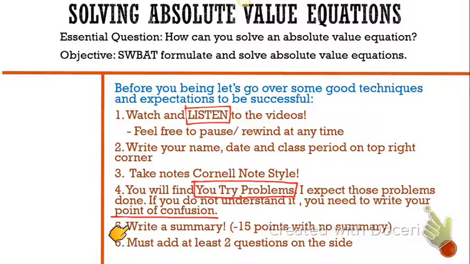Now, number 5, you need to write a summary. 15 points taken off if you do not write your summary. And last, you need to add at least 2 questions on this side of your notes. So make sure that you have that done.